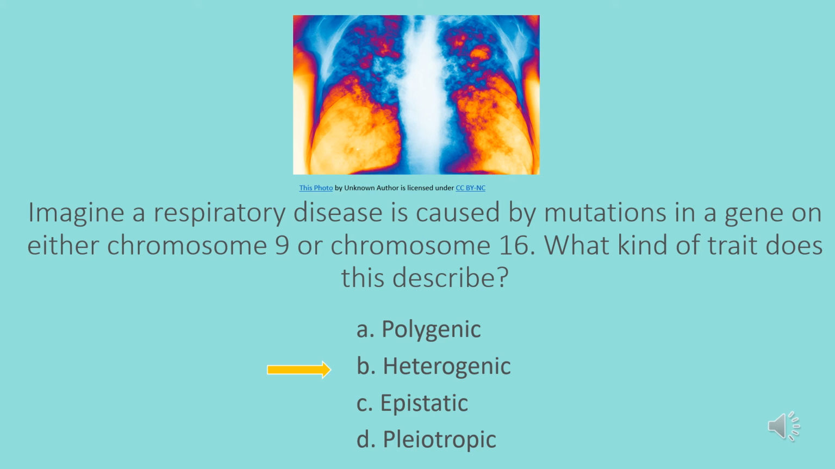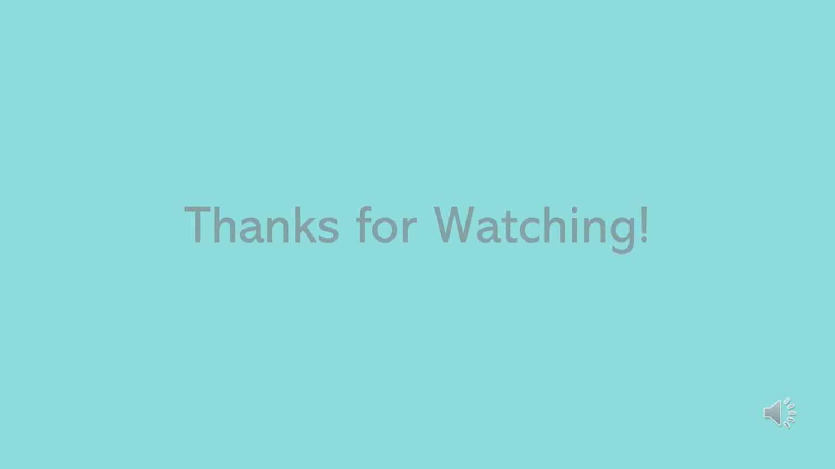Let's break this down. Since we're talking about different chromosomes, we know that we're talking about the influence of two different genes on this respiratory disease. Additionally, we're told this disease can result from a mutation in a gene on either chromosome 9 or chromosome 16, cluing us in that a mutation in either of the two genes listed here results in the same non-wild type phenotype. This matches with our definition of a heterogenic trait and helps us zero in on the second answer choice as the correct answer. That concludes this video.